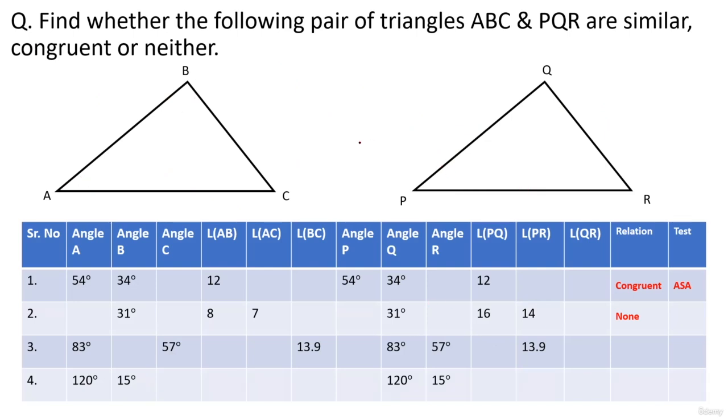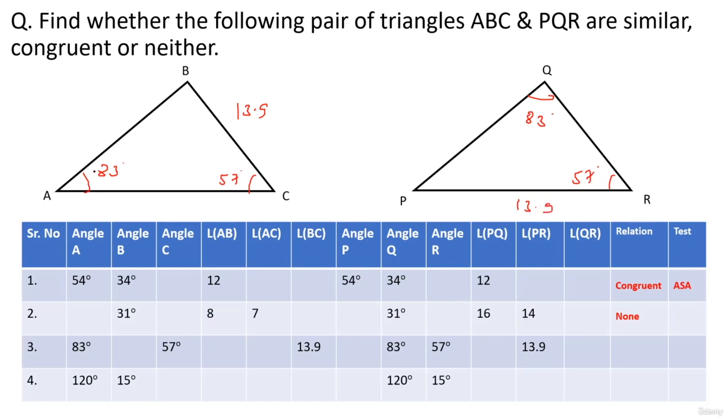Okay, guys, let's go on to the third question. If you want, you can just try it out also. All right. So angle A is 83 degrees, angle C is 57 degrees, length of BC is 13.9. Same way, angle Q is 83 degrees, angle R is 57 degrees, and length of PR is 13.9.